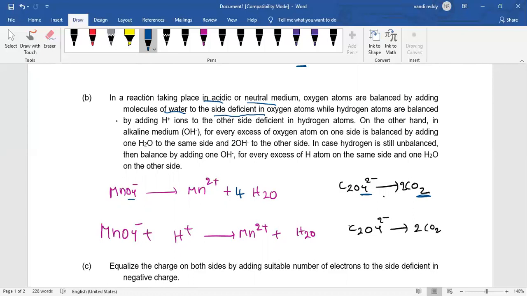Hydrogen atoms are balanced by adding H plus ions to the side deficient in hydrogen atoms. Is it clear? This we are doing in acidic medium. So here we got 4H2O. How many hydrogens on the right side? 8 in total, but on the left side we don't have any. So I'm keeping 8 H plus ions. In the other half equation there are no hydrogens on the left and right, so this is already balanced. Clear?